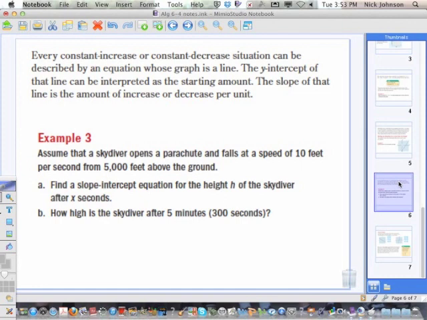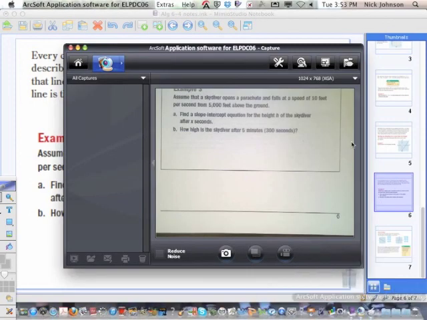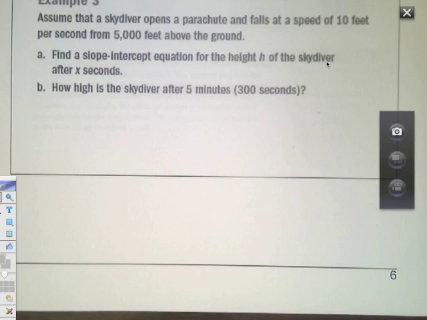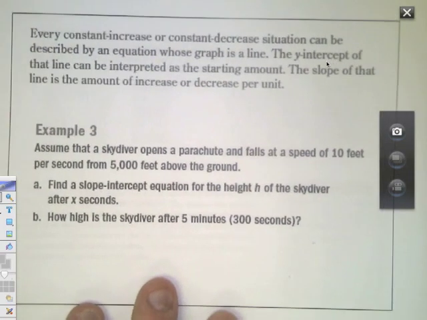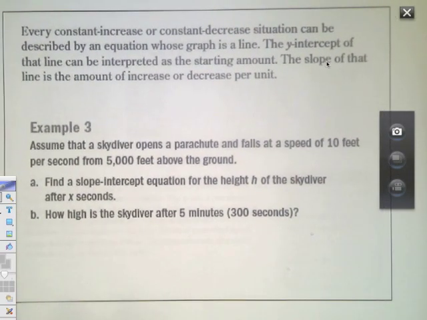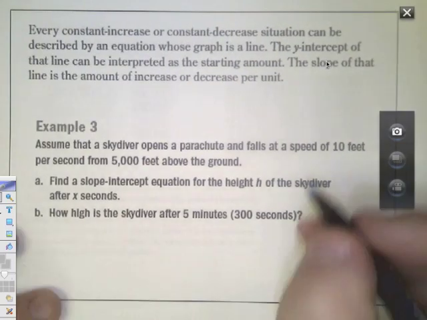Every constant increase or constant decrease situation can be described by an equation whose graph is a line. The y-intercept of that line can be interpreted as the starting amount. The slope of that line is the amount of increase or decrease per unit. That's very important information right there. You're going to want to write that down. And then we're going to take a look at this next example.